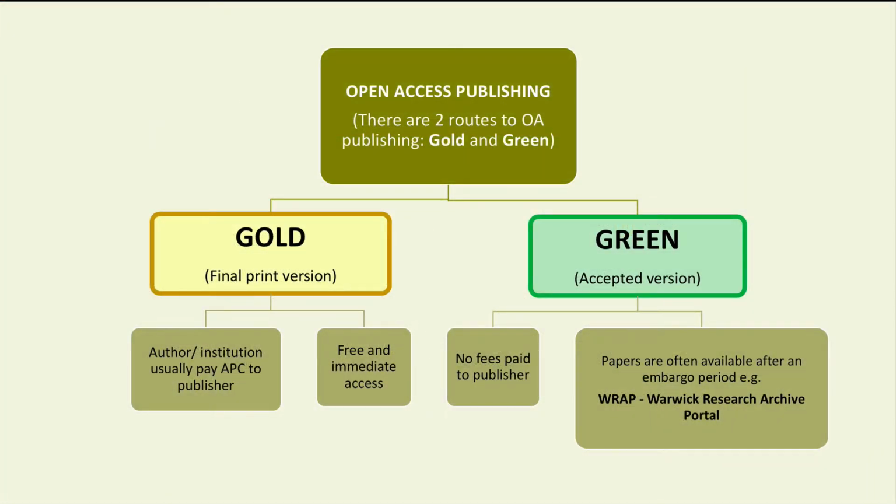Alternatively, you can make your article available via the green route by depositing a copy in an open access repository. This might be an institutional repository, such as the Warwick Research Archive Portal, RAP, or a subject-specific repository, such as arXiv or Europe PubMed Central. This route is free of charge for the author, so does not require payment of a fee, but it can be more restrictive than the gold route.